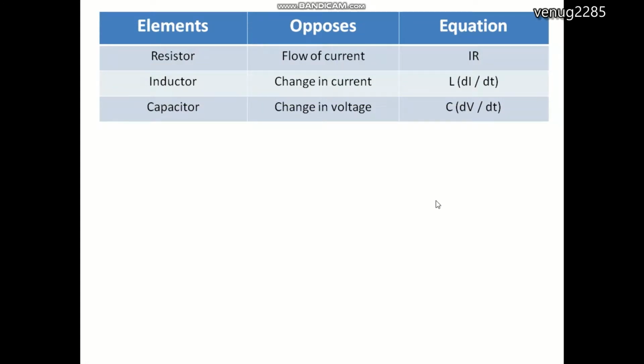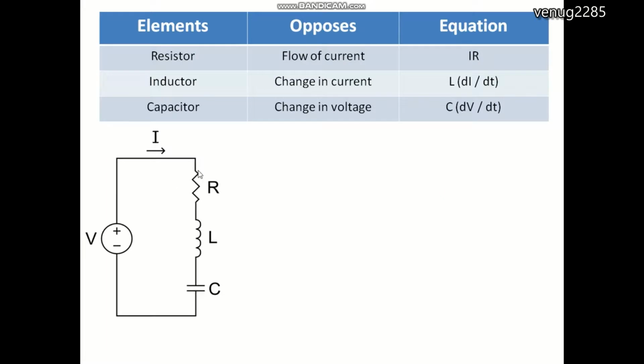Let us assume an example with a circuit. A voltage is connected to an RLC circuit in series, so the current is the same for all the passive elements. Then according to Kirchhoff's voltage law, the sum of voltage rises V is equal to the sum of voltage drops across each element in the circuit, which is VR, the voltage across the resistor, the voltage across the inductor, and the voltage across the capacitor.